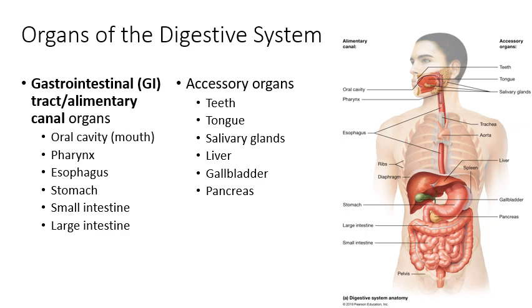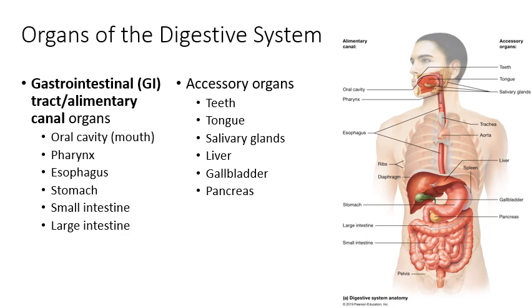You can divide the organs in the digestive system into two groups, the accessory organs and the organs of the gastrointestinal tract, which is abbreviated the GI tract, and it's also called the alimentary canal. So the GI tract organs are the mouth, which the proper term for it is the oral cavity, then the pharynx, the esophagus, the stomach, the small intestine, and the large intestine. And those are all in order from the beginning of the GI tract to the end of it.